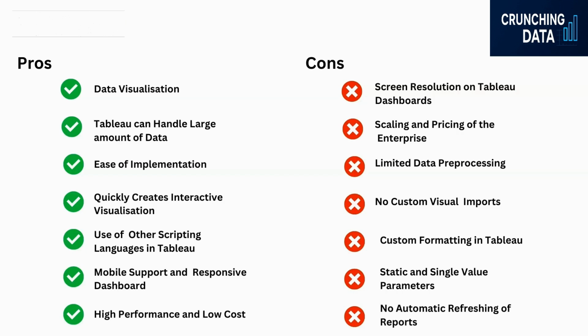The next disadvantage is static and single value parameters. In Tableau, static and single value parameters can be limiting in certain scenarios. A static parameter allows you to put in a fixed set of values, but these values don't change dynamically based on the data or user interaction. Similarly, a single value parameter lets you choose only one value at a time, which restricts interactivity and exploring multiple scenarios. These limitations can hinder the dynamic nature of data analysis and visualization, which can prevent the user from fully exploring the different aspects and insights within the data.